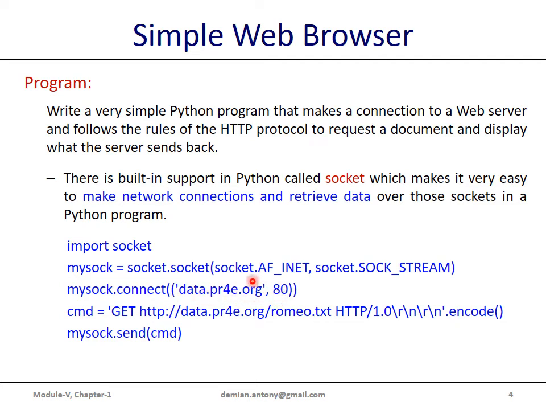The first parameter is nothing but the address of the server, and the second one is the port number of the web server. There's a process that is running at the server. So this mysock.connect will establish the connection between the client and the remote server.